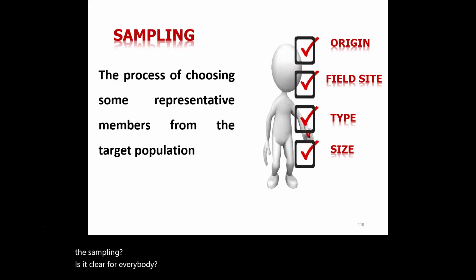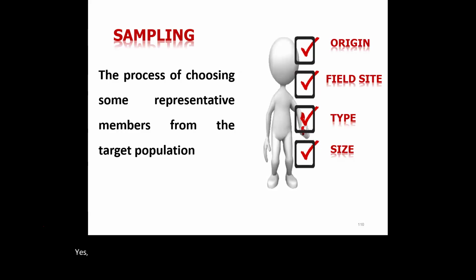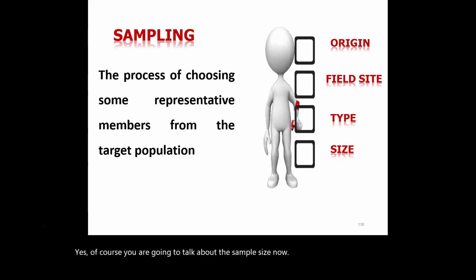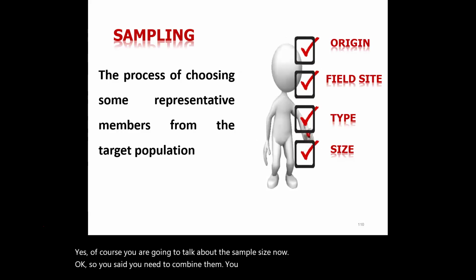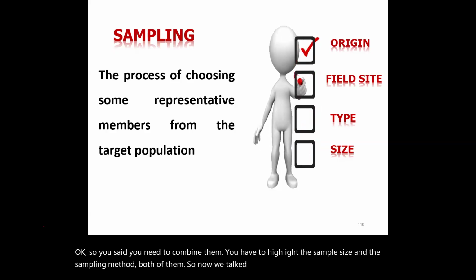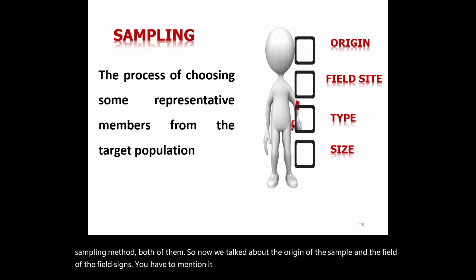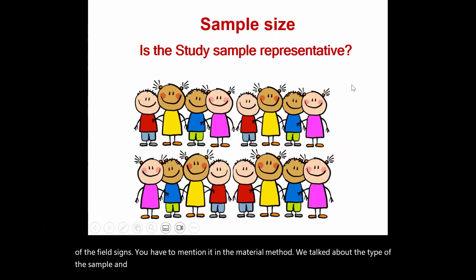I guess before doing this, determining the sample size. No, you have to determine the sample size before using the sampling method. Yes, of course. We are going to talk about the sample size now. So you said you need to combine them. You have to highlight the sample size and the sampling method, both of them. So now we talked about the origin of the sample and the field size. You have to mention it in the material and method. We talked about the type of the sample and the sample size. We are going to talk about it now.